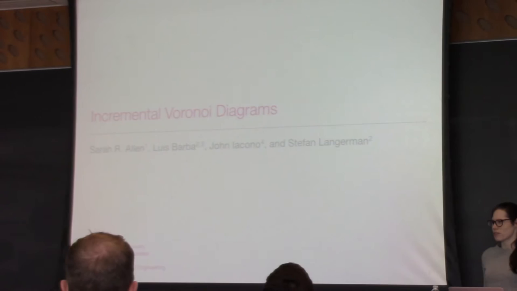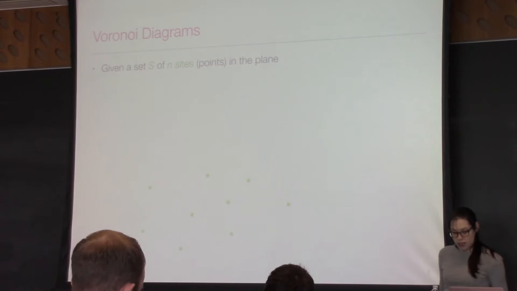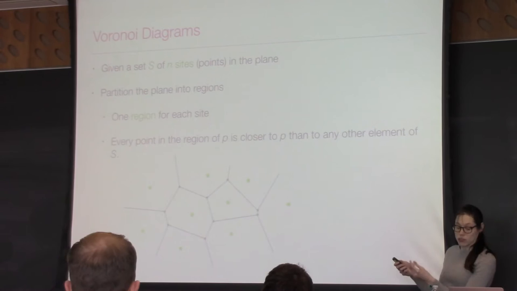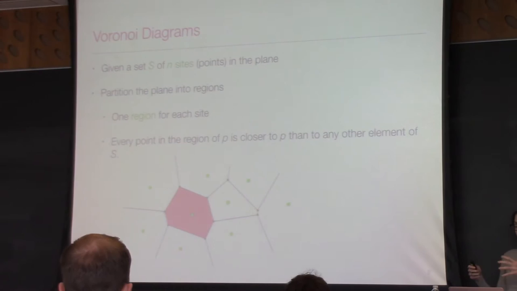So I'll start by defining a Voronoi diagram. Let's say you have a set of n sites in the plane. The idea is that we want to partition the plane into regions such that every site has one region, and every point in the region of a certain site is closer to that site than it is to any other site. For example, the magenta polygon here is the set of points that are closer to the one point contained within the polygon than any other point in the set.